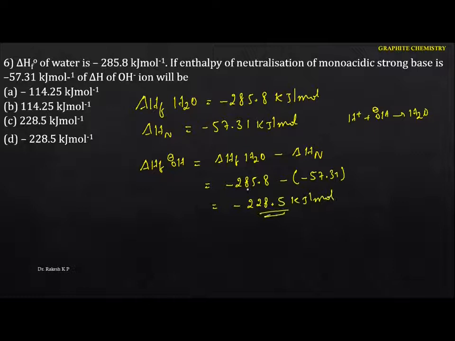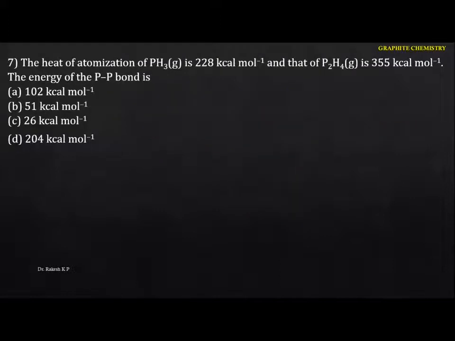That means the enthalpy of formation of OH minus equals the enthalpy of formation of water minus the enthalpy of neutralization of strong acid with strong base. Hence the value we got is minus 228.5 kilojoules per mole. Hence the option is D. Now see the seventh question here.